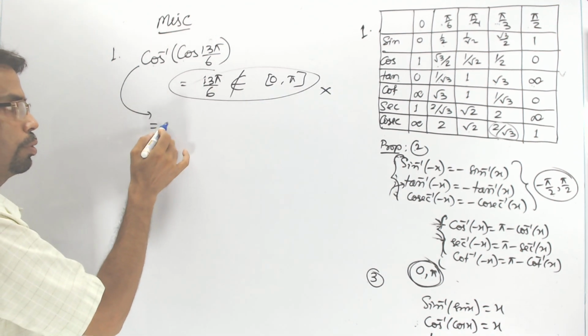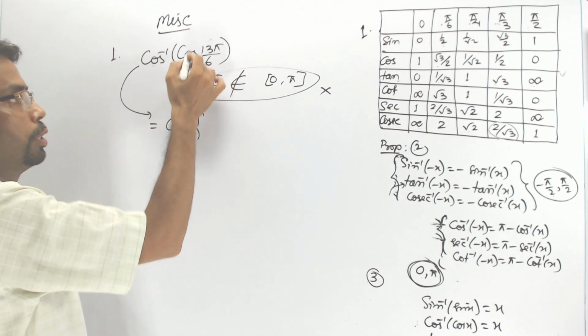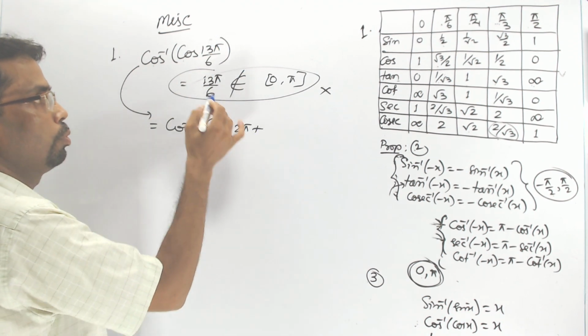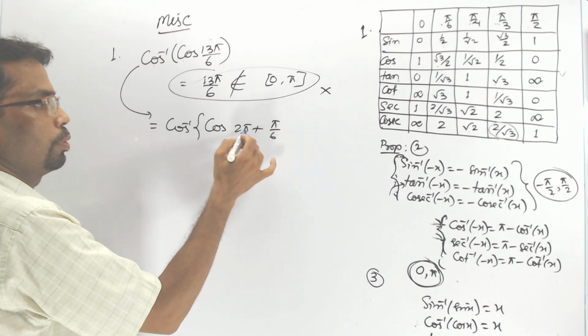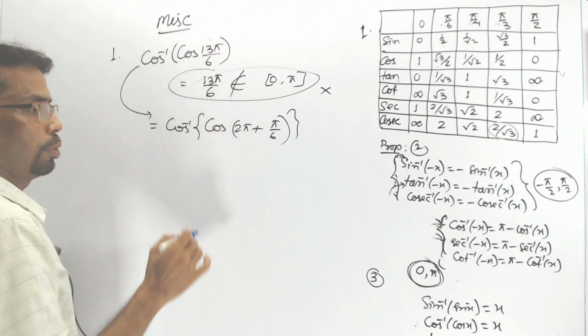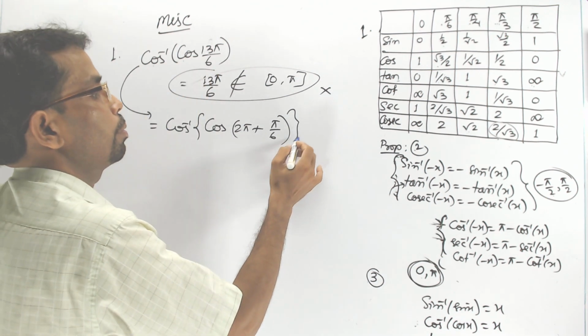And to get the correct solution, now we have to reduce the angle. What we can write, 6 to the 12 plus 1. So it is like this, 12 pi by 6 plus pi by 6, 13 pi by 6. So it is correct. And then we will apply the formula.